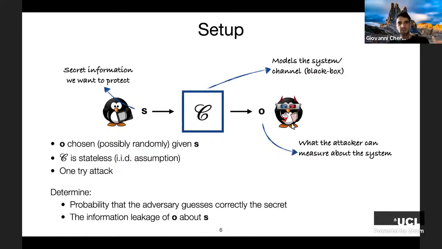And given this setup, our goal is to determine the probability that some optimal attacker will be able to guess correctly this secret information from whatever he can observe. In other words, this means quantifying the information leakage of the channel, or of the output given the secret.